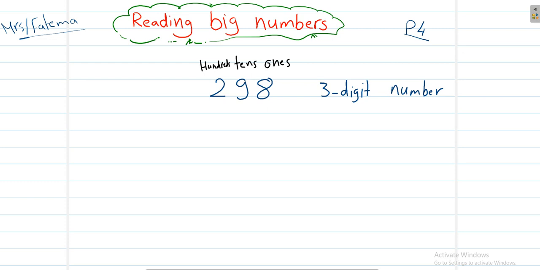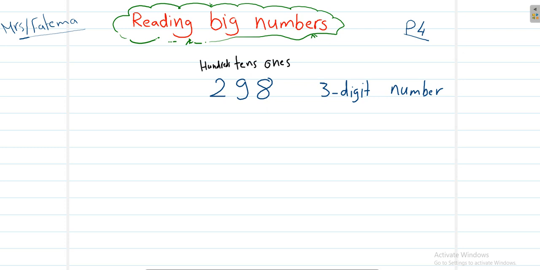To read this number, I have to know that for each place, it's going to give me a name for the digit inside before I read it. Let's see first. 8 in the ones, I'm going to read it as it is. So it's going to be 8. 9 in the tens, it's going to be read as 90. And the 2 here is going to be 200.